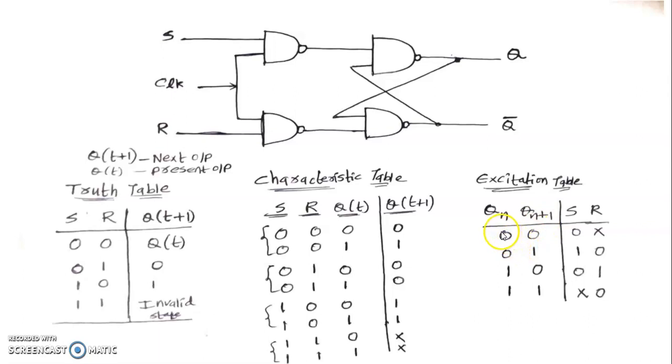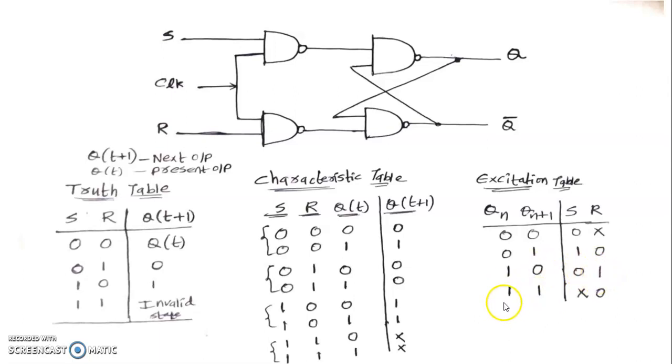See, observe here, 0 is the present output. To change from 0 to 0 next output, you can apply either 0, 0 or 0, 1. Similarly, to change from 0 state to 1 state, we have to apply S is 1 and R is 0. Why? Because only with S 1 and R 0 is the output 1. So whatever the previous output, that output is changed to 1 only when input S is 1 and R is equal to 0. And when Qn is 1 and Qn plus 1 is 0, the output is changed from 1 to 0 only when the input S is equal to 0 and R is equal to 1.